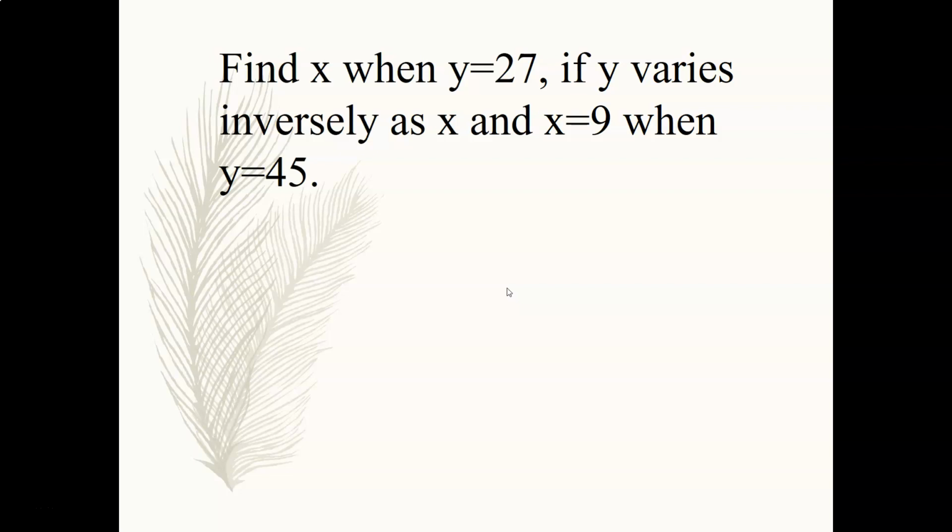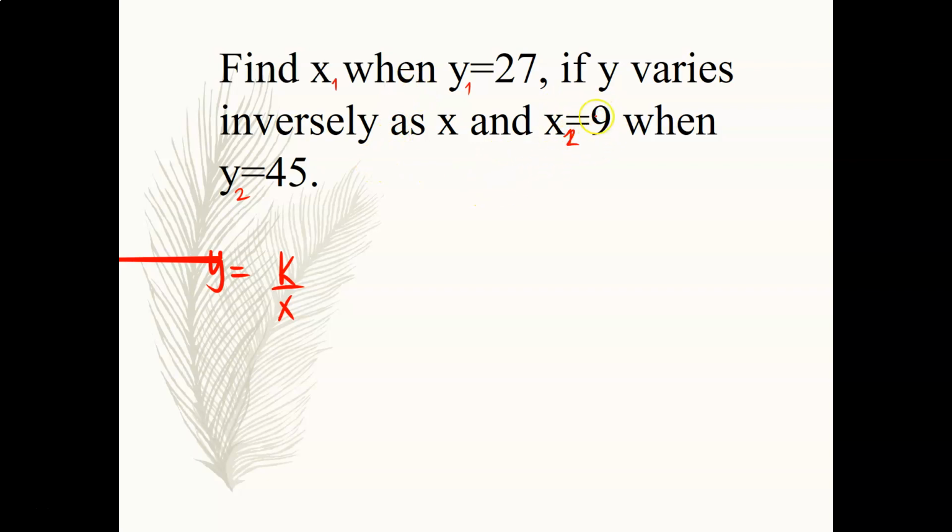Okay, let's try this example. Find x when y equals 27, if y varies inversely as x and x equals 9 when y equals 45. So using our equation, y equals k over x, this one will be our x1, and this one our y1, then x2 and y2, or either of the two. First we will find k.